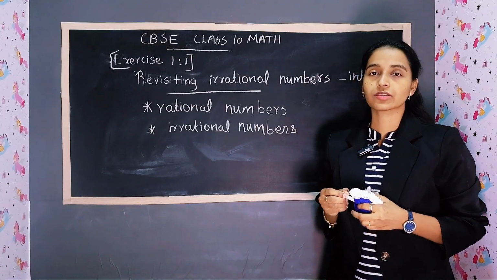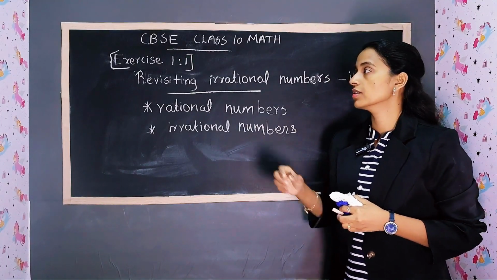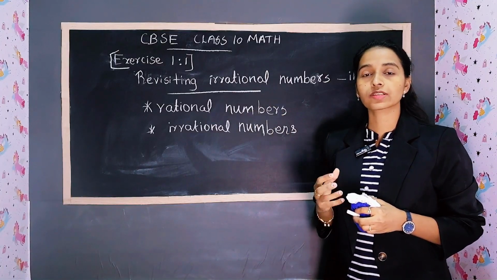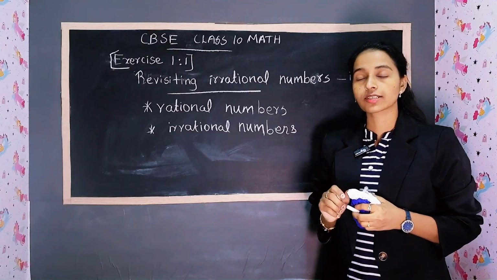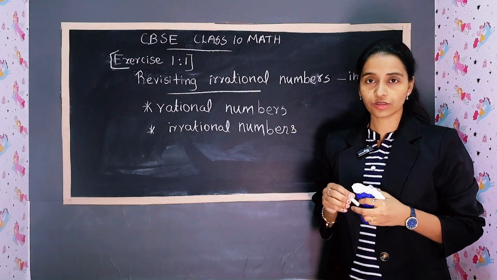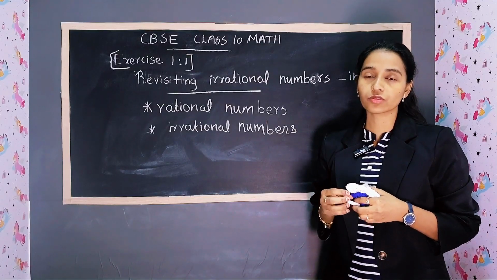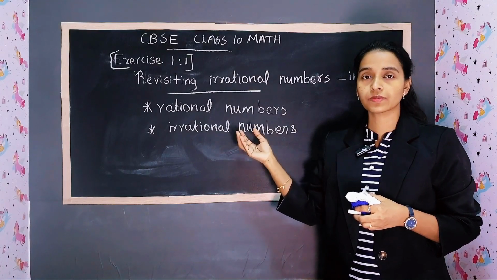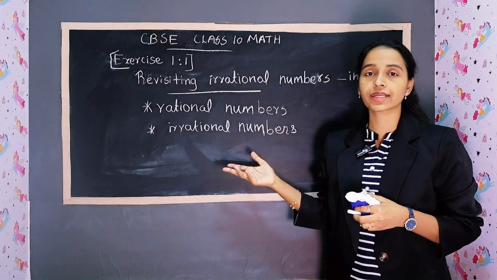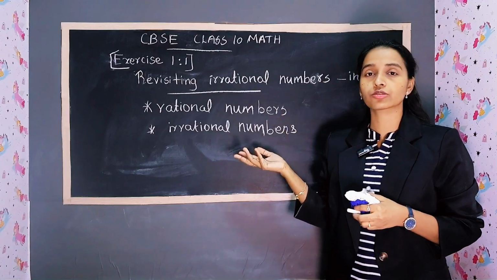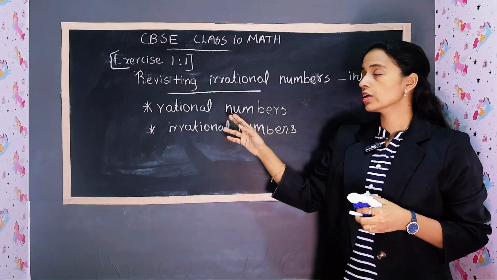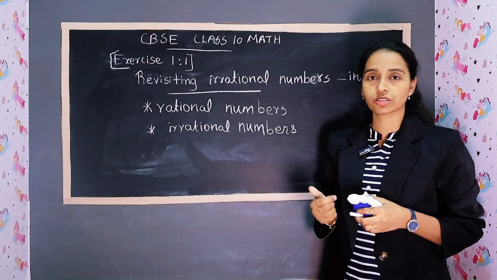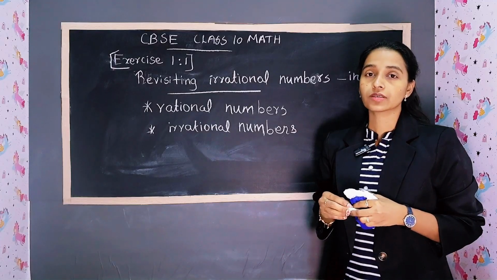In this class, we'll be learning a new topic, that is revisiting irrational numbers. In this topic, we'll be solving some problems. We need to check whether some numbers are irrational or not. Before getting into the problem, we have to know some basic concepts: what are rational numbers, what are irrational numbers, and some theorem and some techniques we have to know before getting into the problem. Already we had discussed rational numbers and irrational numbers in previous classes, in the introduction class. Still we are going to recall it.